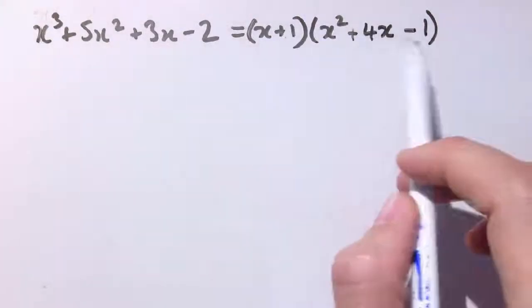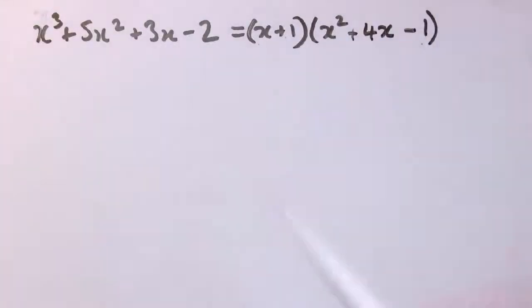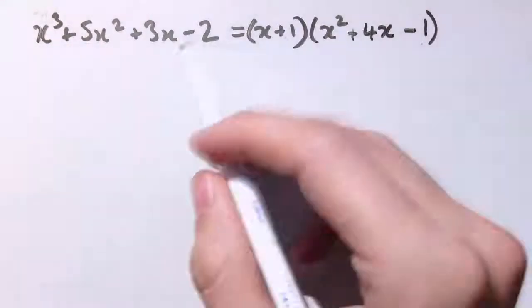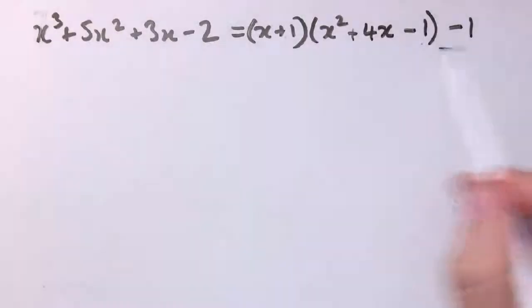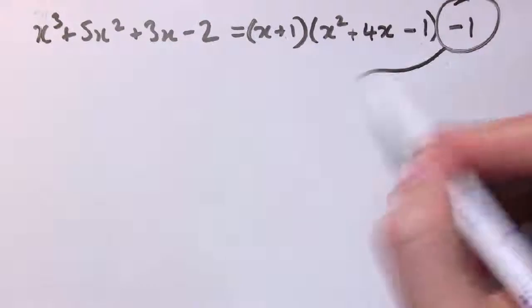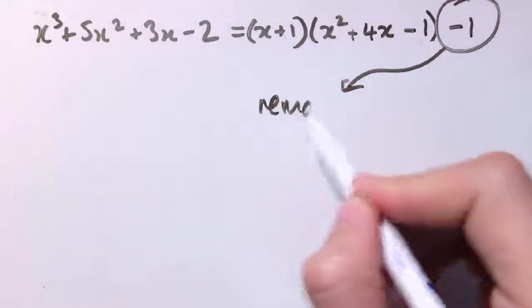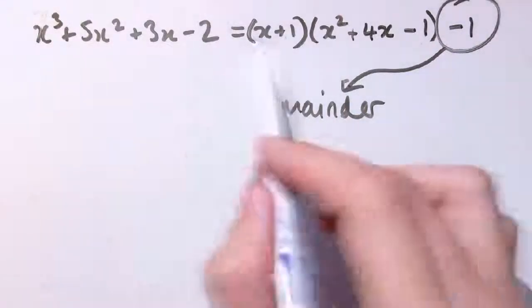And now 1 times minus 1, that's minus 1. That's not minus 2. But we didn't expect it to be because we know x plus 1 isn't a factor, right? So this isn't going to work exactly. So I need to subtract another 1 on the outside here. Okay, so I get this term here. So this is the remainder when we divide this by x plus 1.